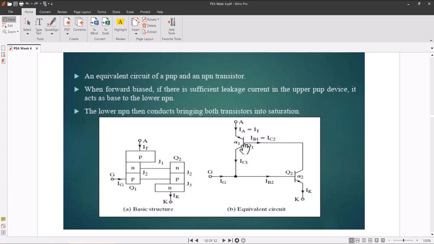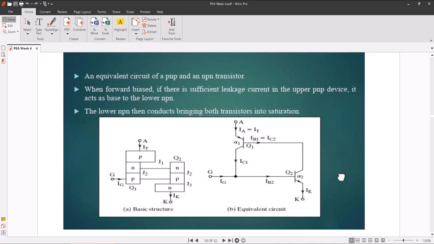So basically this is the PNP, and this is its PNP. This is the base, it is connected to the collector here, and its collector is basically the base of Q2. So if we apply the gate current here, then the IB2 current flows, it switches on, which makes IB1 conduct, due to which the anode current starts flowing here.